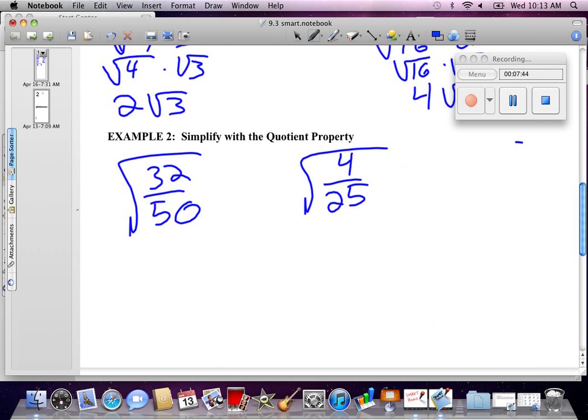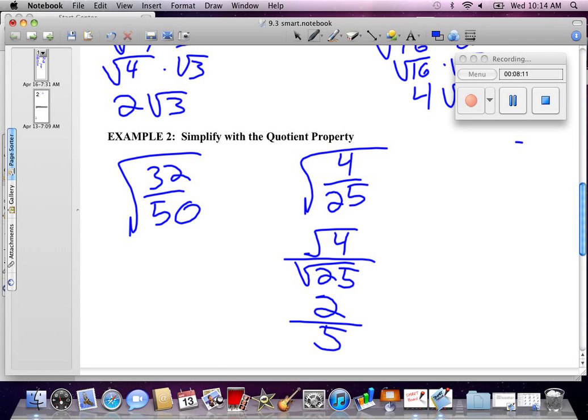Okay. When we have a fraction, we simply take the square root of the top over the square root of the bottom. Okay? And then where that line is, you put the square root of the top, square root of the bottom. The square root of 4 is 2, and the square root of 25 is 5. Done.